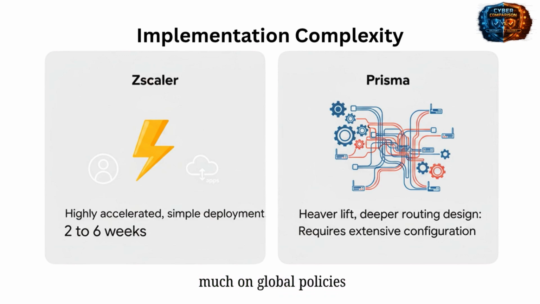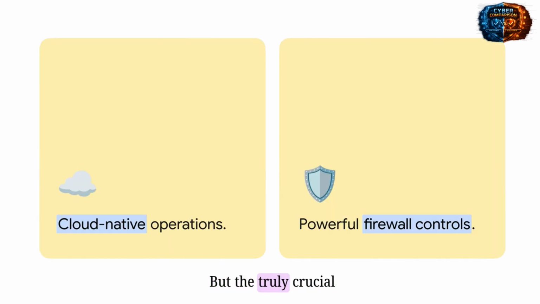Because it leans so much on global policies and broader routing design, it's just a more complex project right out of the gate. But the truly crucial point is what happens after you deploy. Let's look at day 2 operational simplicity. Zscaler wins again here, mostly due to its cloud-native nature. There is simply less infrastructure to manage, less routing, and absolutely no complex tunnels to maintain.